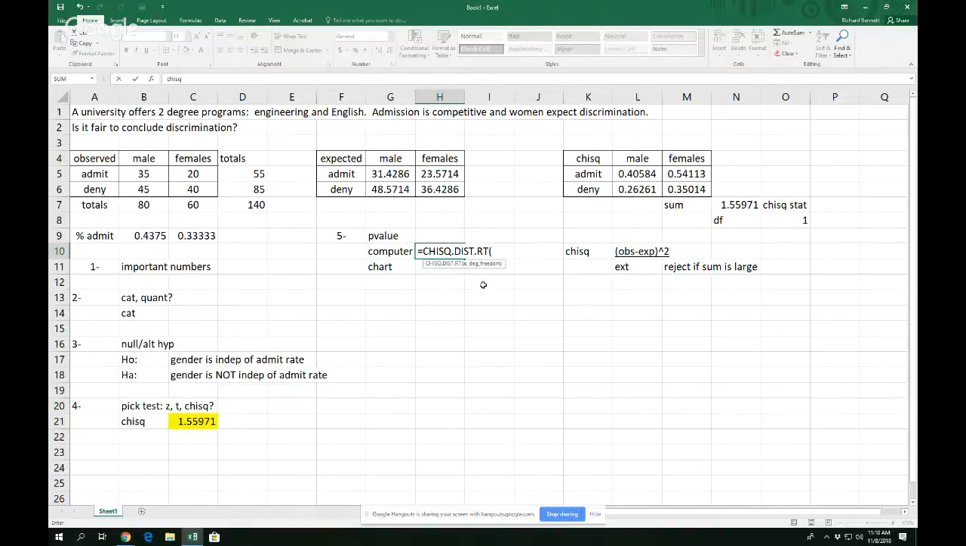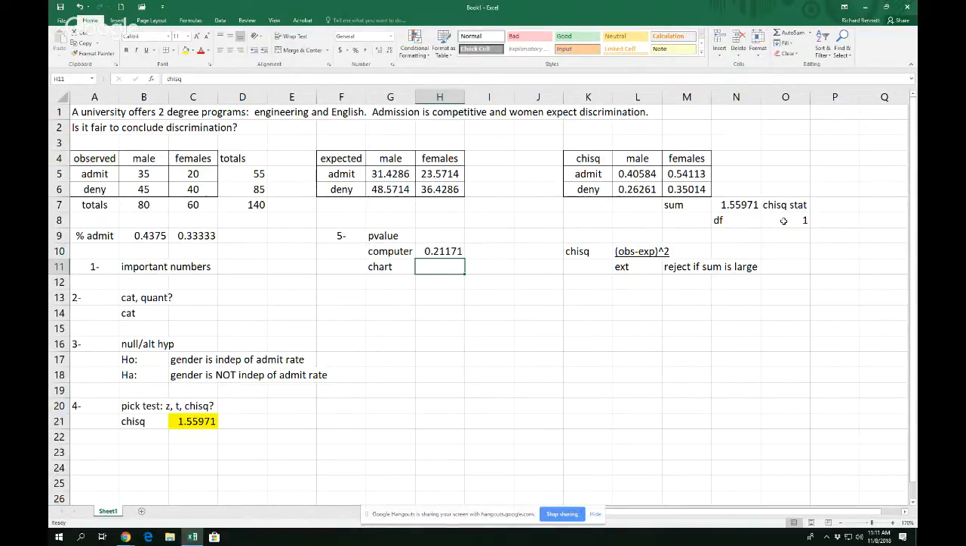Okay, what do I put in for x? Or chi? You can think of that as the chi. At 1.55. And how many degrees of freedom do I have? 1. 1 degree of freedom. So I'm going to get a p-value of 0.211.